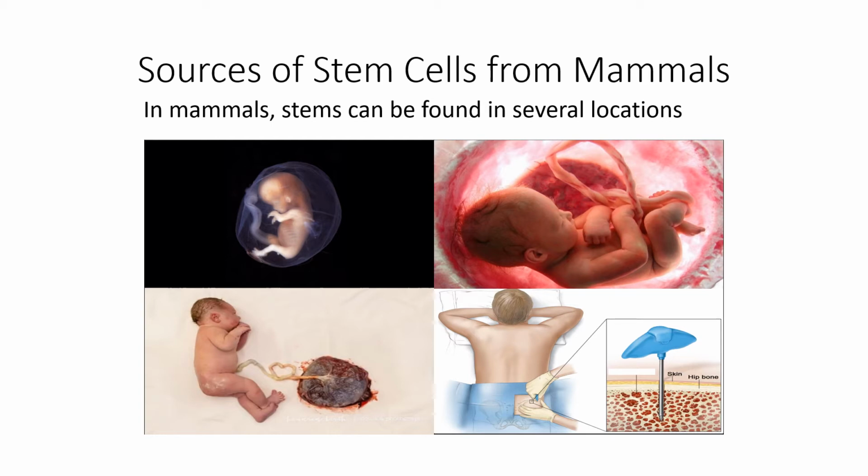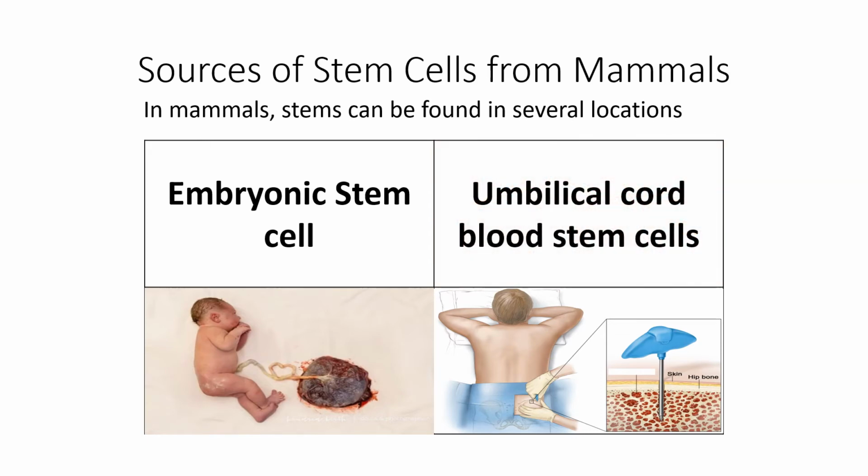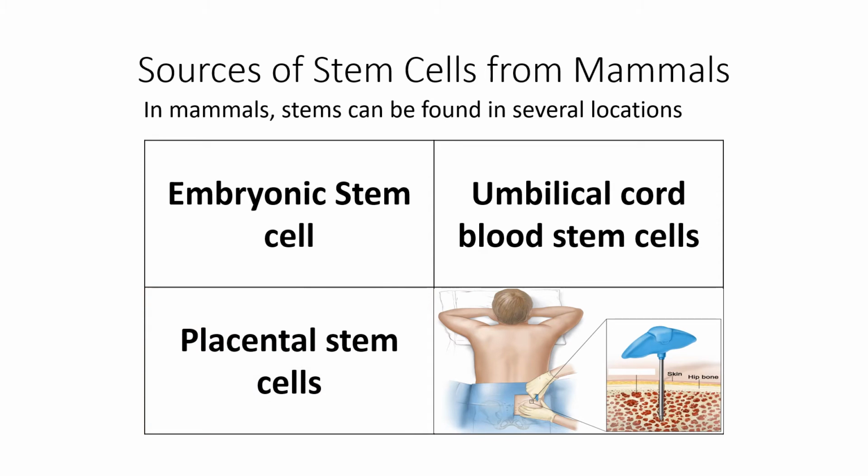The 4 main types of stem cell sources are embryonic stem cells, which is the one that most people are aware of. It is also possible to pick up stem cells from an umbilical cord. We can also get stem cells from a placenta, again normally taken straight after a birth.